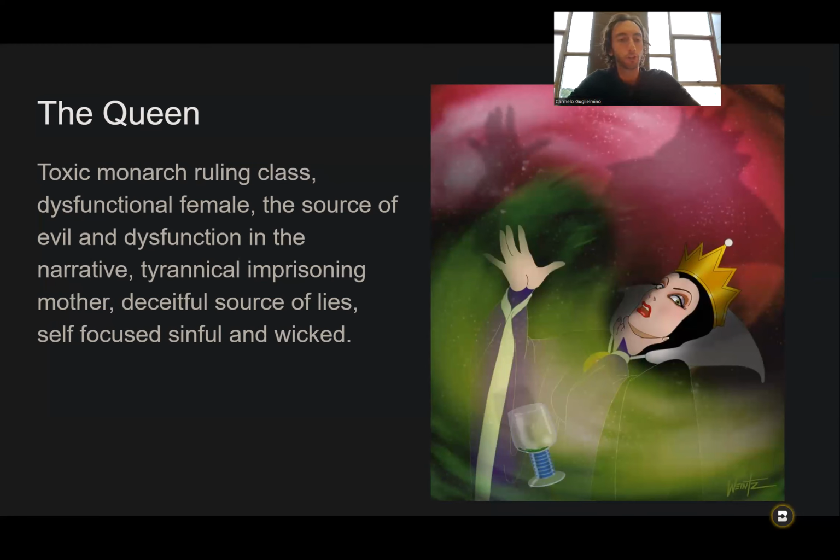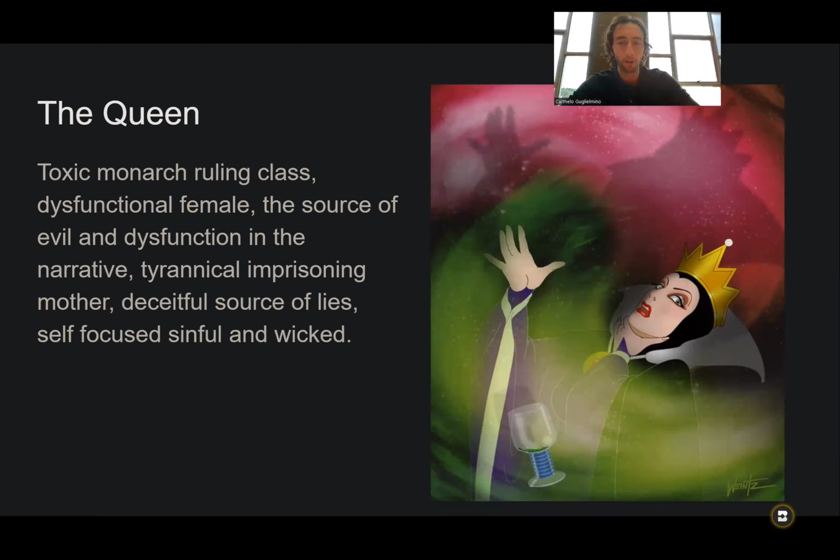Okay. Dysfunctional female. Could be a feminist lens, possibly. The source of evil and dysfunction in the narrative. Now, that could be a literary lens, actually. That's something we haven't heard a little bit from, that we're identifying the antagonist, right? But we could also say that that's a Jungian lens as well, right? The shadow, that's him pointing out she is the shadow. She is the source of dysfunction in Snow White's life.